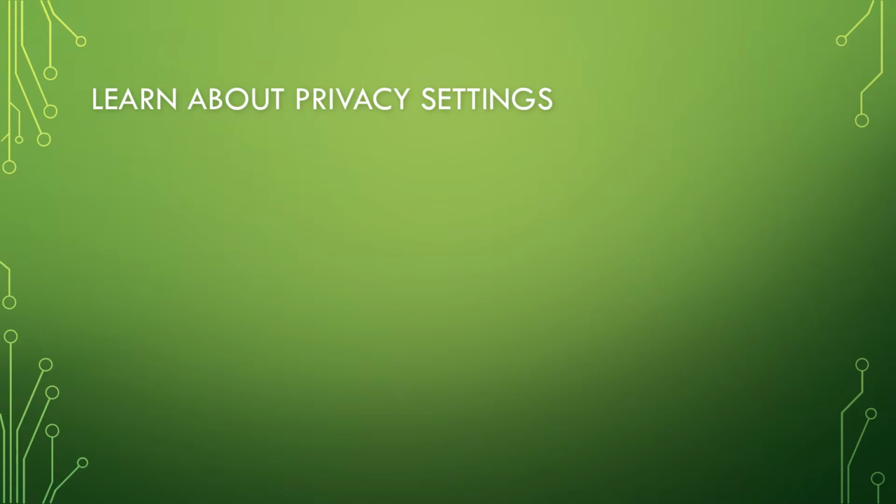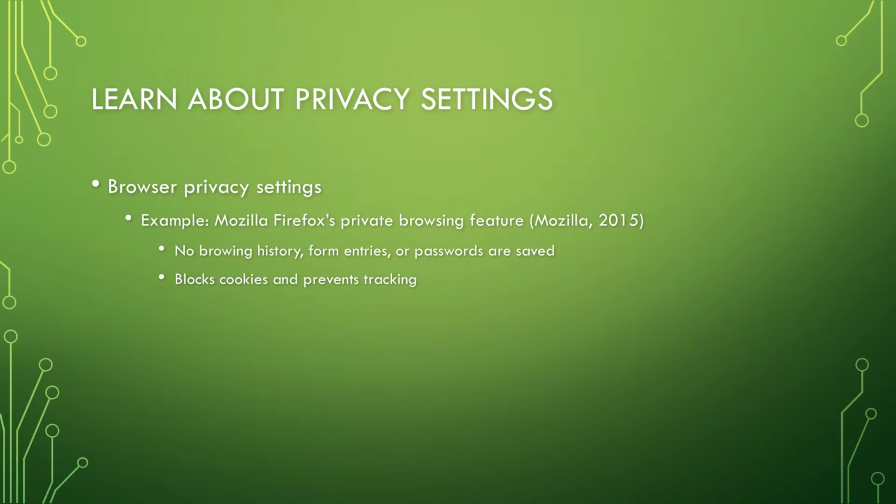Our third important area of internet privacy and security is learning about privacy settings. Now, in some cases, this will mean the settings of your actual browser. Sometimes you will be using Internet Explorer, sometimes you will be using Firefox or Google Chrome. In this case, I'm going to give you an example from Mozilla Firefox. They have a feature called private browsing.